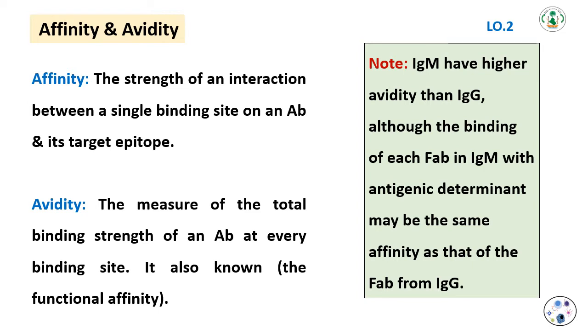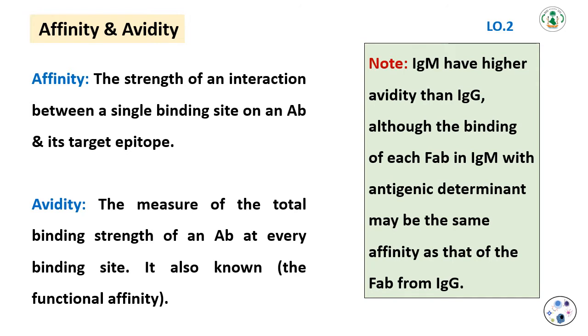Now, what is the affinity and what is the avidity? Affinity is the strength of an interaction between a single binding site on an antibody and its target epitope. Avidity is the measure of the total binding strength of an antibody at every binding site. It is also known as functional affinity.